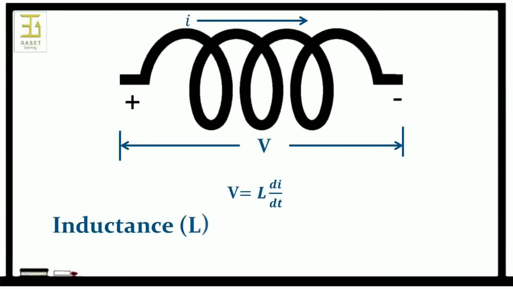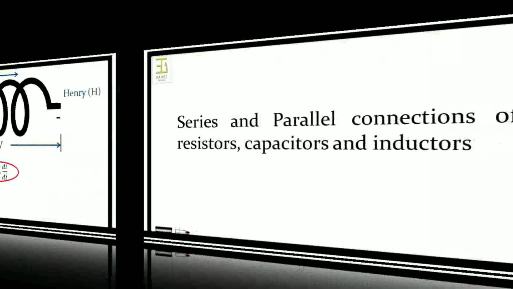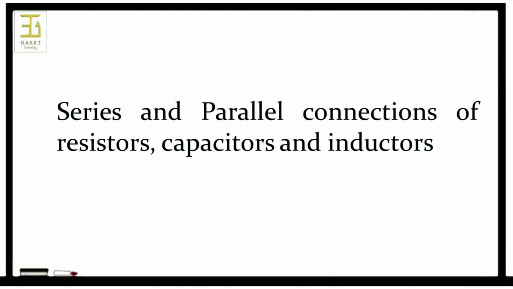The property of coil due to which it opposes any change of current through it is called inductance and is measured in Henry, which is represented as H. And notice again that by convention the current is going into the positive side of the voltage in order to get this equation. Can you explain the series and parallel connections of resistors, capacitors and inductors?